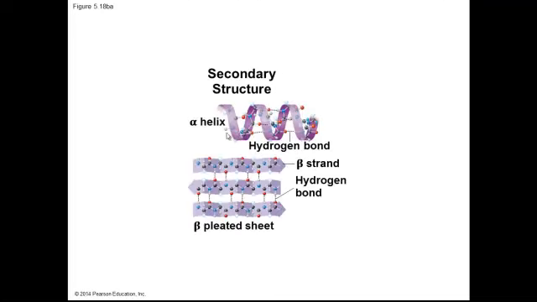Here's what those would look like. You can see the kind of spiral helical structure in the alpha helix. And then in the beta pleated sheet, you can see the kind of folded pleated structure. Notice the hydrogen bonds between adjacent amino acids in the polypeptide. Those are the bonds that contribute to secondary structure.